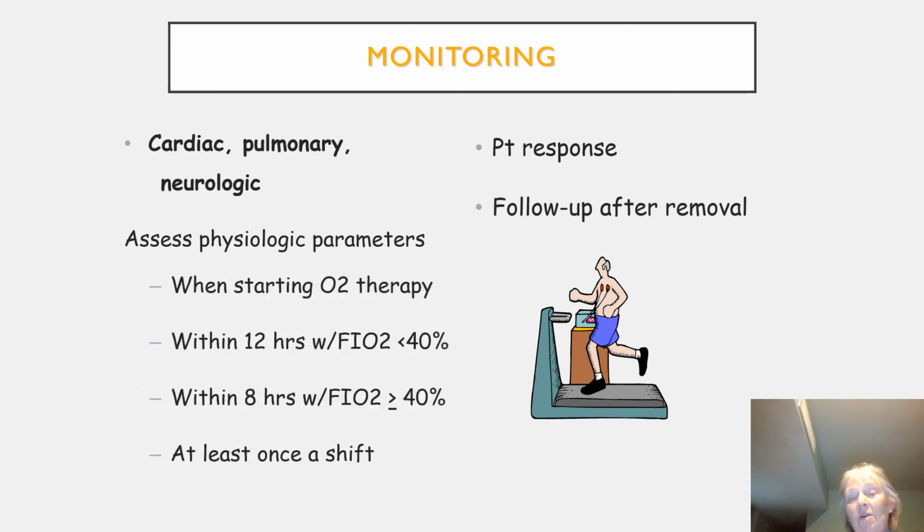And then we'll also assess you when we start the O2 therapy within 12 hours if the FiO2 is less than 40%, within 8 hours if it's greater than 40%, and then at least once a shift. When you talk about the nursery, most of the time we have the patients on continuous pulse oximetry. And you'll also see that on the general floor on occasions with some of the patients who've had procedures done. They'll want us to keep them on a pulse oximetry to monitor them.